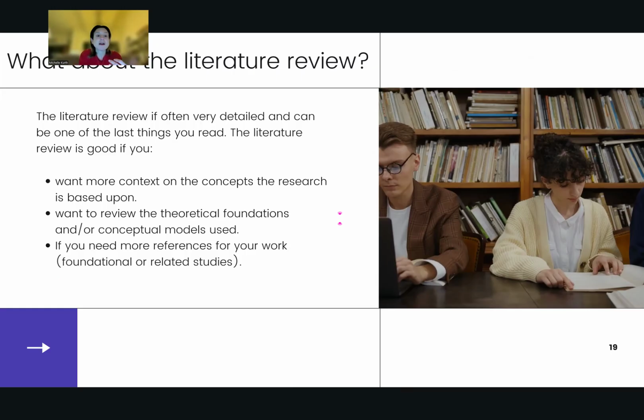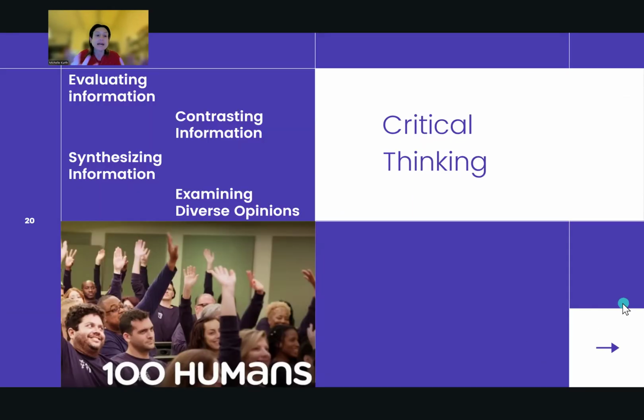So when we talk about synthesis, that's a part of critical thinking. Critical thinking is being able to evaluate information in a non-biased way, to be able to contrast information. So what are the differences? I would even say, what are the themes that are similar based on these keywords you're searching for? Looking at diverse opinions in that. So not necessarily just the articles that are going to support your thesis, but looking at differing viewpoints, okay?